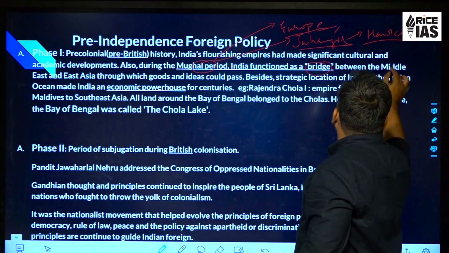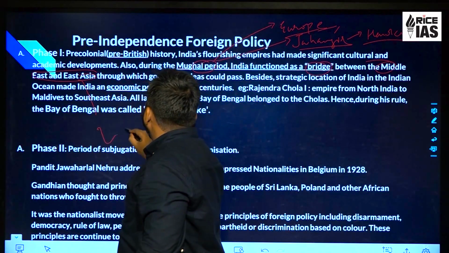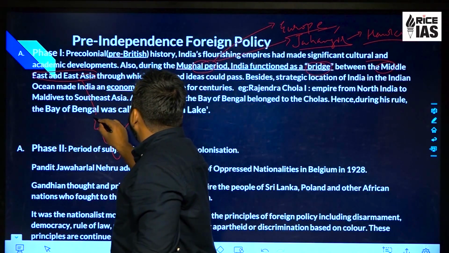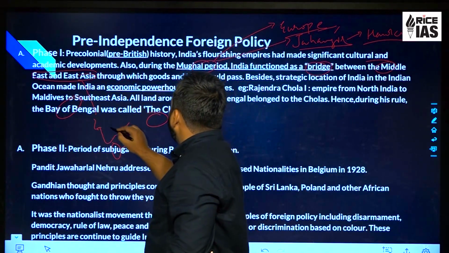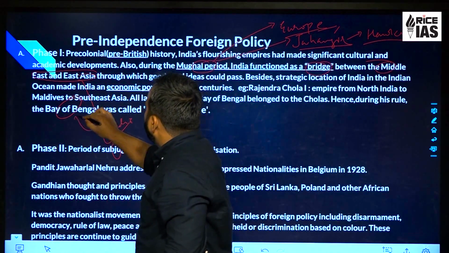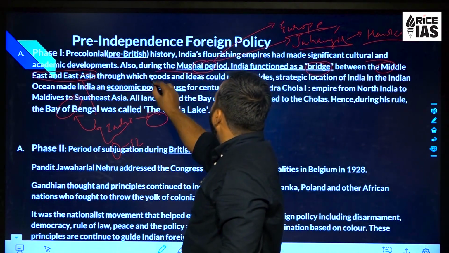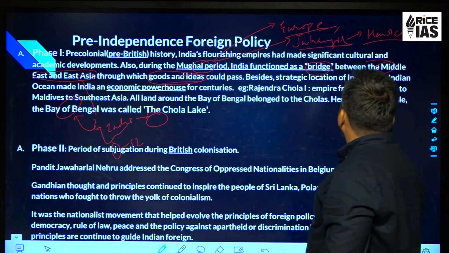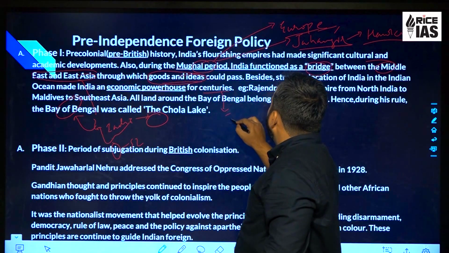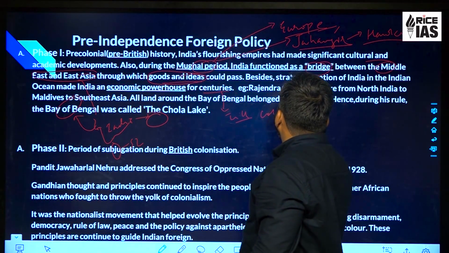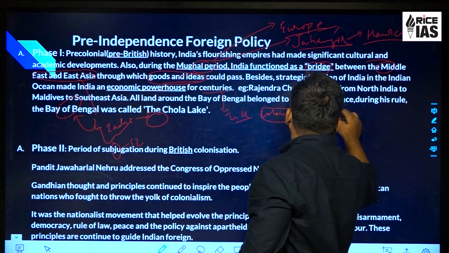India functions as the bridge between the Middle East and East Asia, of course. Even geographically, this is Sri Lanka, this is the Middle East, and this is East Asia. Look at this, goods and ideas. A strategic location, of course, and an economic powerhouse for centuries, till the colonial masters ruined the Indian economy.